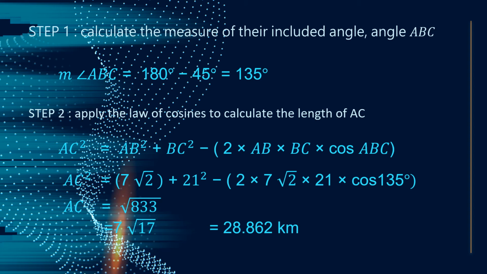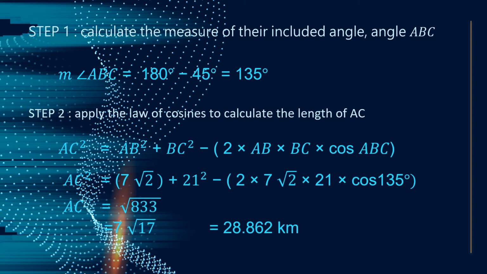So now for step 2, apply the law of cosine to calculate the length of AC. I also hope you have memorized the cosine rule, but I've given you an example there. So AC square equals AB square plus BC square minus 2 times AB times BC times cos ABC. It's kind of difficult, but you must get through it.